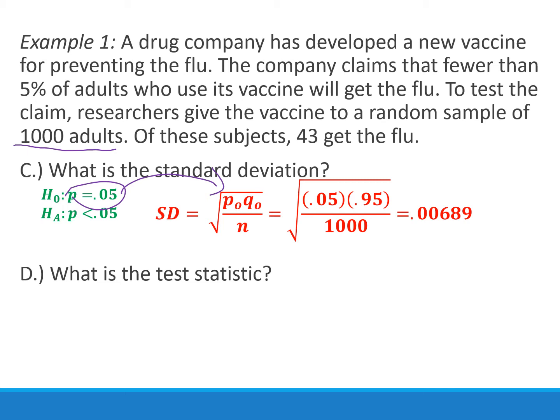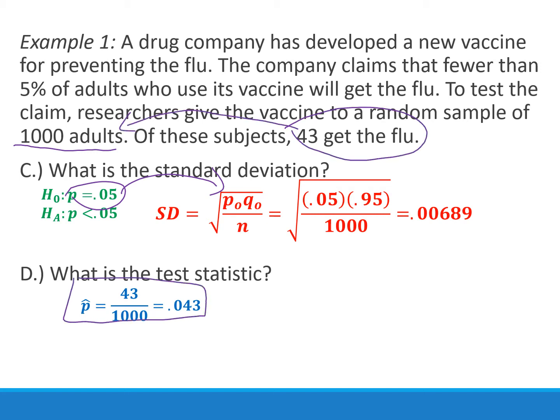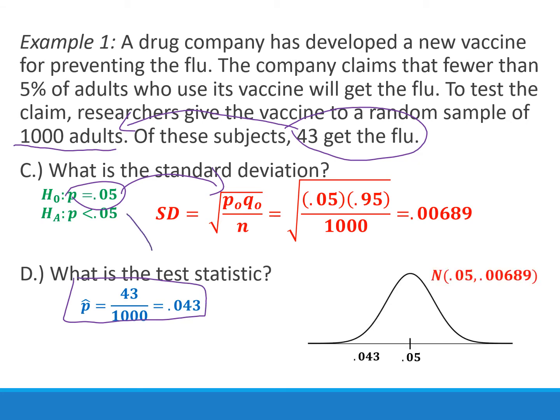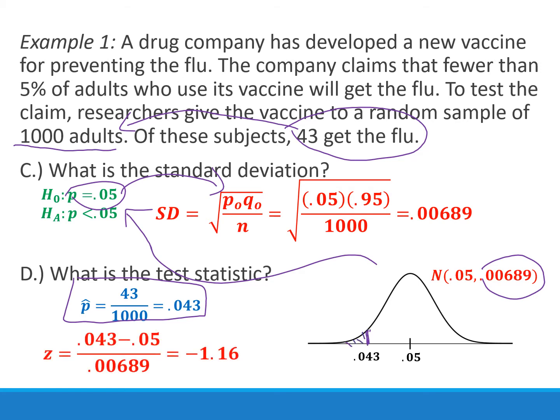Test statistic is a Z-score, and it's how unlikely was it that we saw 43 out of 1,000 adults. Okay, that's a p-hat of 0.043. Is that unusual if this is true? So we put that 0.05 right in the middle of our curve down here. We're going to use this standard deviation. How unlikely would it be to get 0.043 or less? If that's true, we get a z-score of negative 1.16 based on these parameter values.